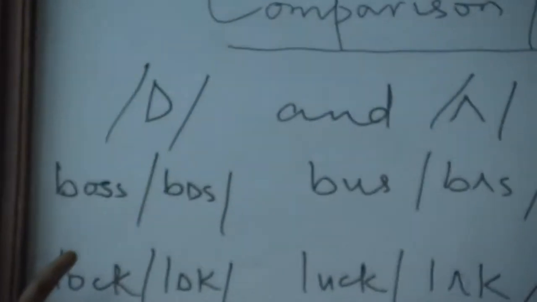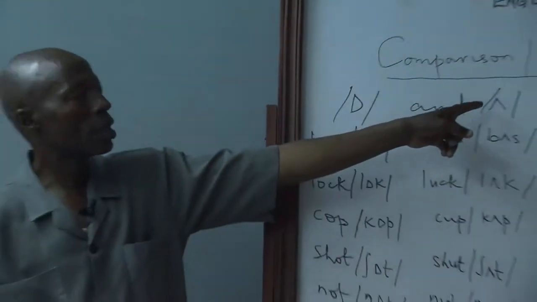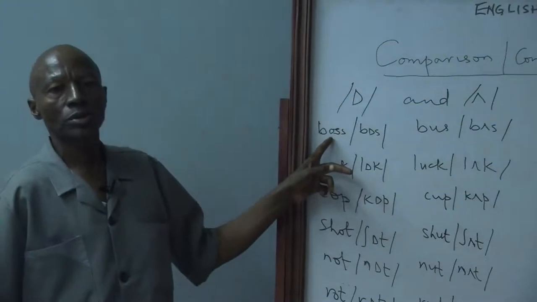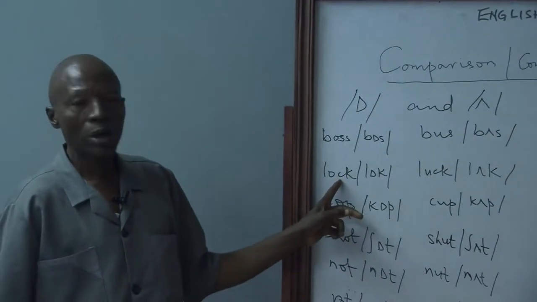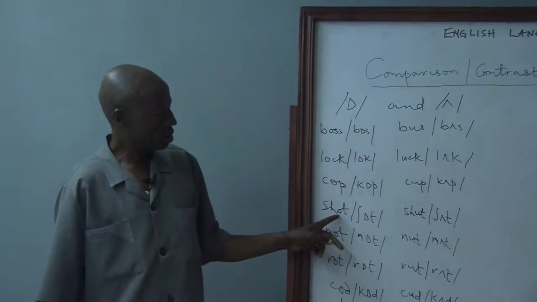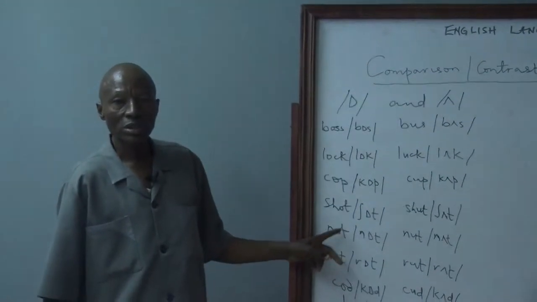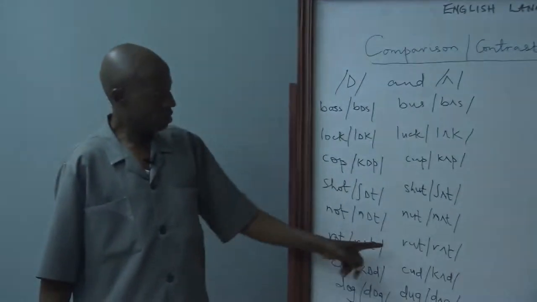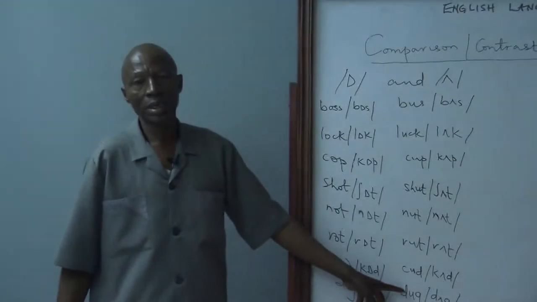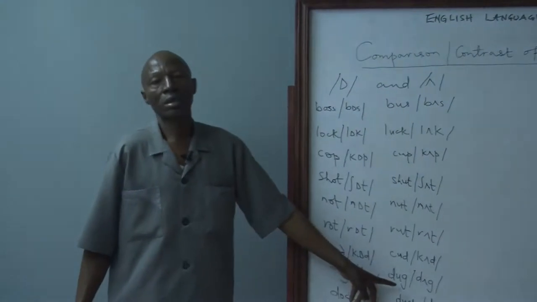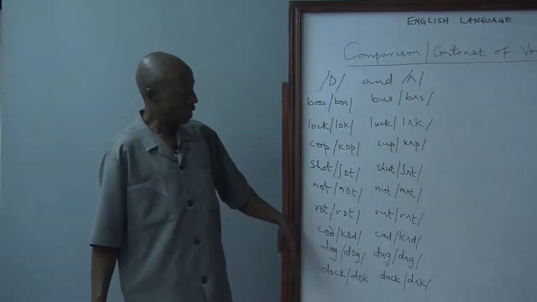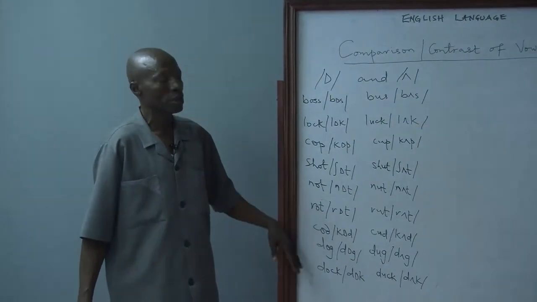The first one is O and the second one is A. So we have boss, we have bass, we have lock, we have lack, cop, cap, short, shot, not, rot, rat, cod, dog, dug, dog, duck. Of course, there are other words that contain the two sounds. You can check them up in your dictionary and your textbooks.